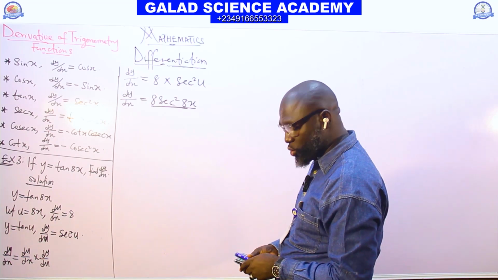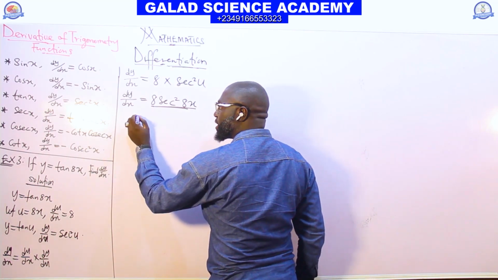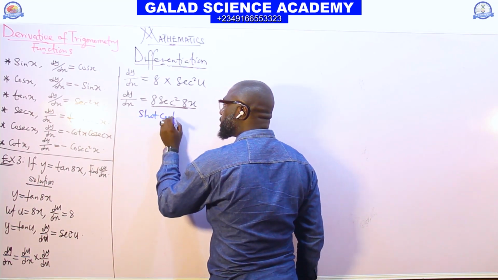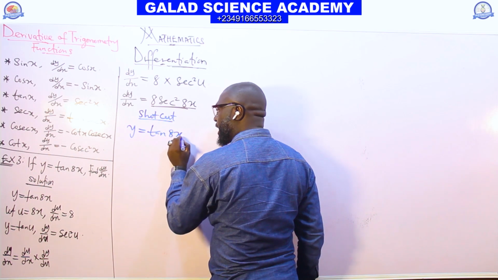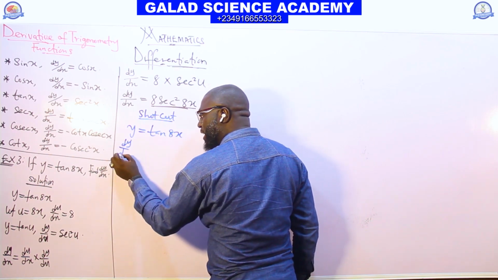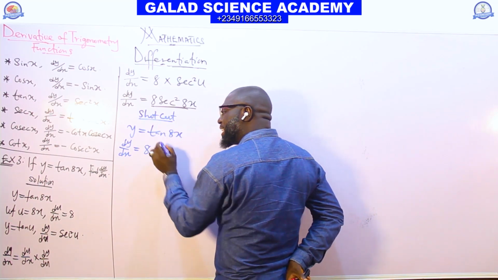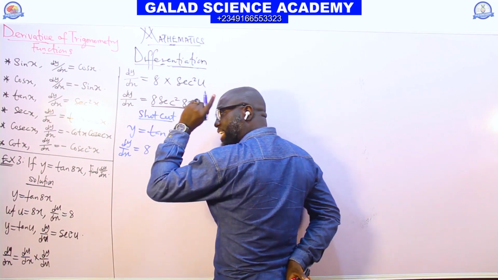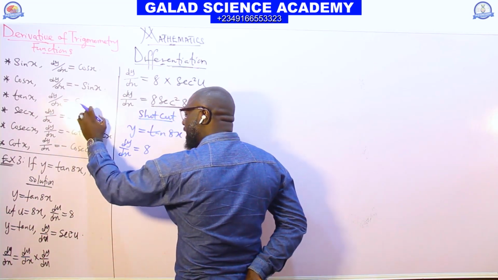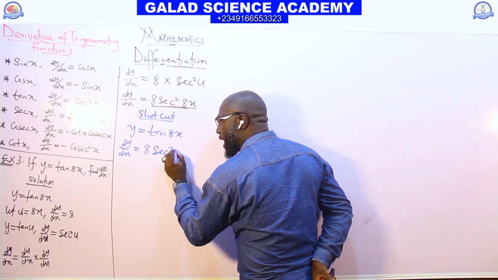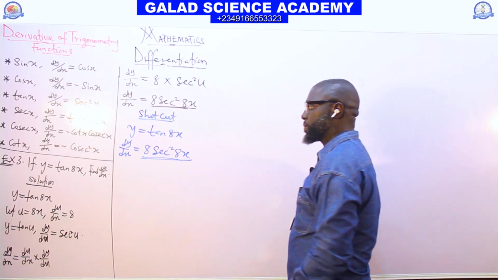Don't forget, we can still use the shortcut. For y equal to tan 8x, the shortcut is dy/dx: the derivative of 8x is 8, and the derivative of tan is sec squared. I said you must know all these things. That's 8 sec squared 8x. That's all.